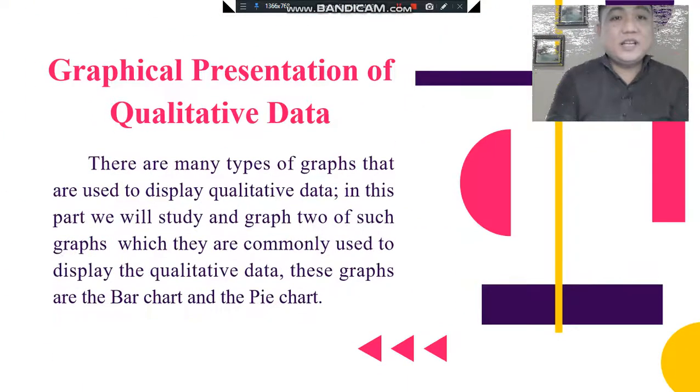Okay, graphical presentation of qualitative data. There are many types of graphs that are used to display qualitative data. In this part, we will study the graphs which are commonly used to display qualitative data. These graphs are the bar graph and the pie graph. So from our Microsoft Excel, first we need to highlight all the data that we gathered, so that there will be a basis for the graphing. Okay.